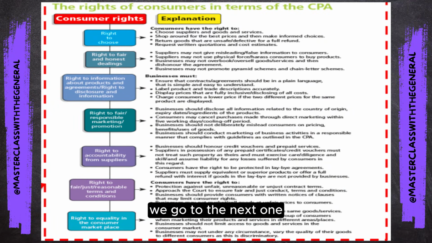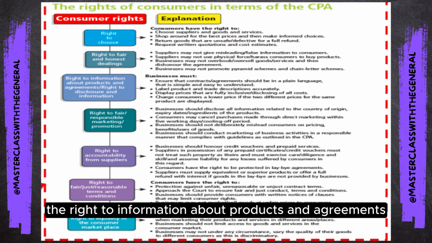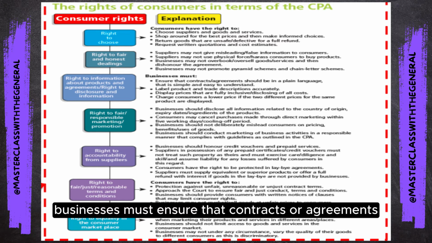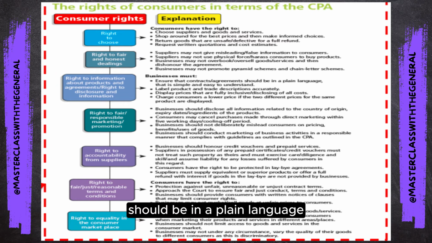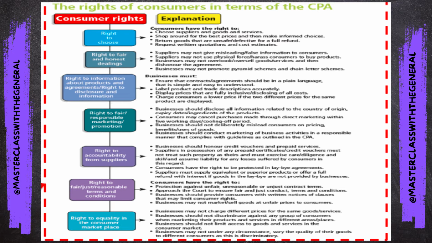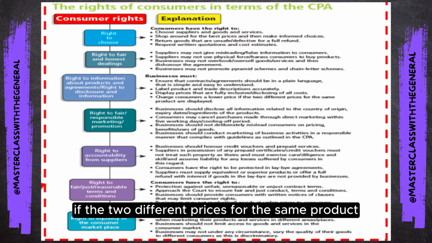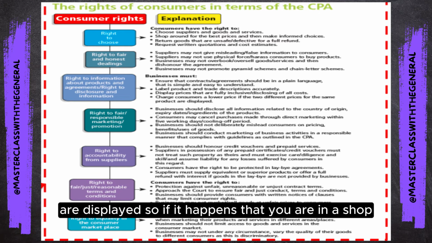We go to the next one, the right to information about products and agreements, or the right to disclosure and information. Businesses must ensure that contracts or agreements should be in plain language. We spoke about this, that is simple and easy to understand. They must label products and trade descriptions accurately, display prices that are fully inclusive and disclosing of all costs, and charge consumers a lower price if two different prices for the same product are displayed.